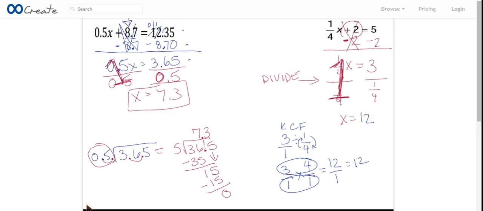And I can double check that by saying, okay, 1/4 times 12 over 1. That goes with the 1/4 x. 1 times 12 is 12. 4 times 1 is 4. 12 over 4 gives me 3. And that's what I got. So that's what this piece is. 3 plus 2 is equal to 5. So it matches. Let's look at another example.